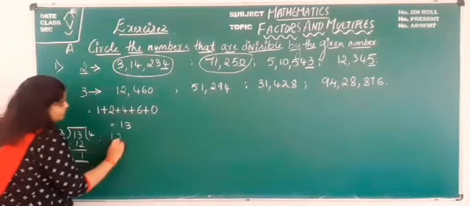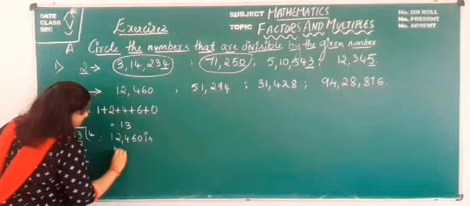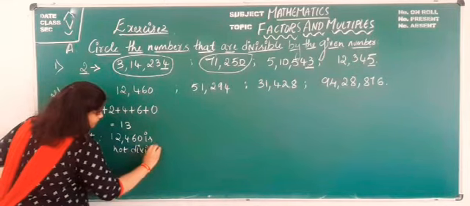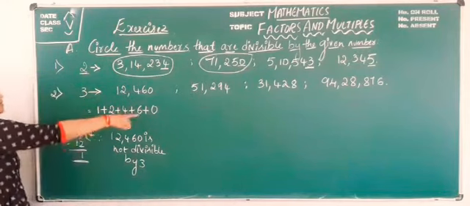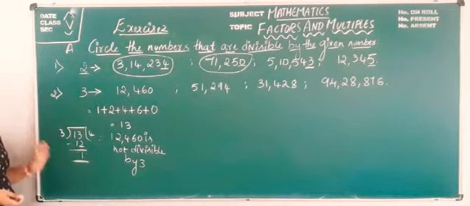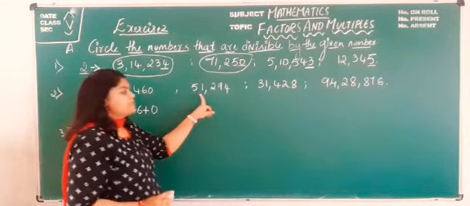Therefore, this 12,460 is not divisible by 3. The sum of all the digits in the given number was 13 and 13 is not divisible by 3. Therefore the given number is not divisible by 3. So next number.